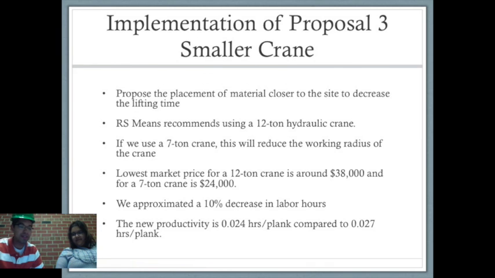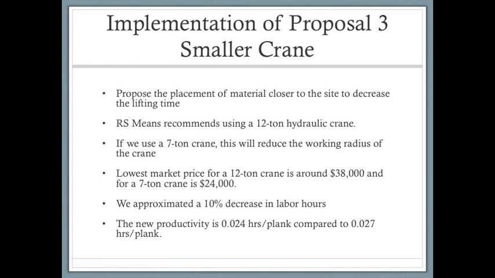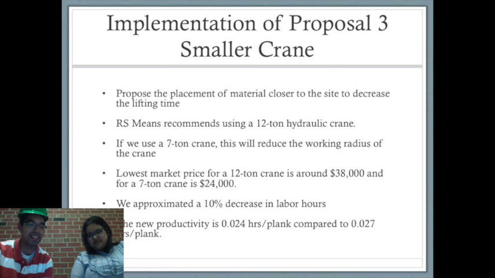The third proposal, placing the material in a closer work area, will decrease the time of the activity. We looked at decreasing the working radius of the crane by using a smaller crane. We approximated a 10% decrease in labor hours to install the plank because of the decreased distance of the materials. We will utilize a 7-ton hydraulic crane instead of a 12-ton hydraulic crane, and the assumed productivity will be 0.024 hours per plank compared to the original 0.27 hours per plank that we had.